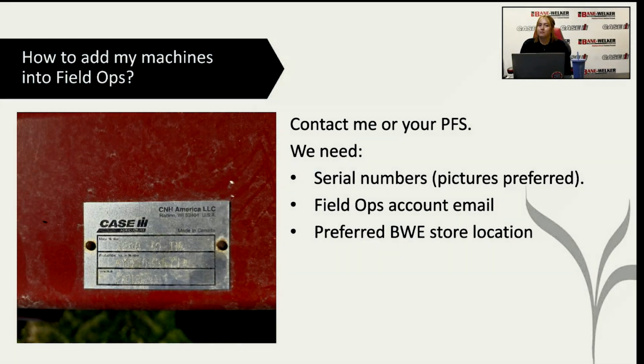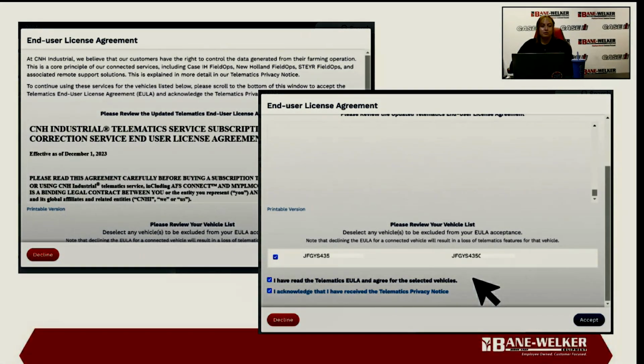So with Field Ops, we talked about fleet management. To add machines into your account, we need the serial numbers. I prefer pictures because there could be typos in a text message. I need your Field Ops account email, so the username you type in every time, and your preferred Bain Welker store location, where you typically do service and buy your parts from. Once we add that machine into your Field Ops account, you'll have this pop up and you will accept the agreement for telematics. Telematics is the transfer of data from machine to Field Ops and then from Field Ops to the machine.